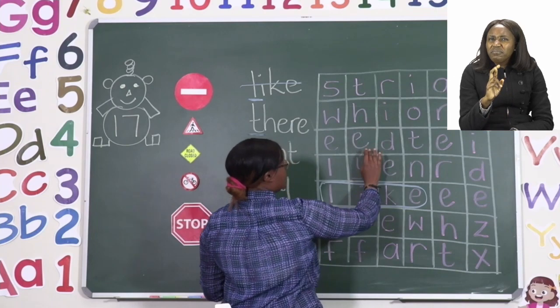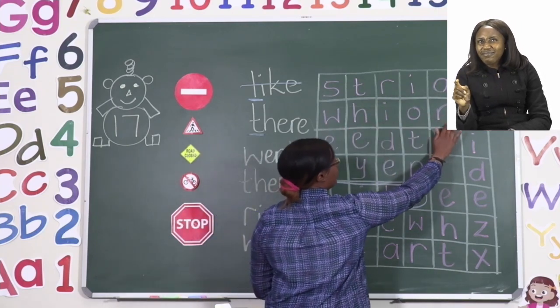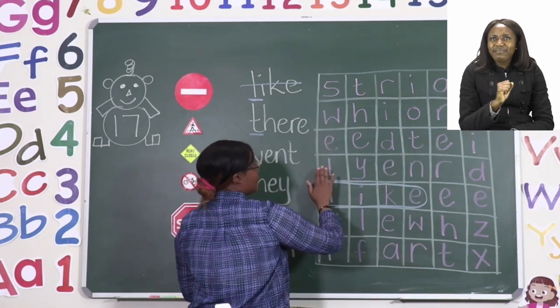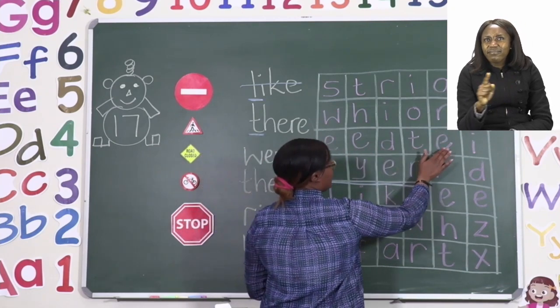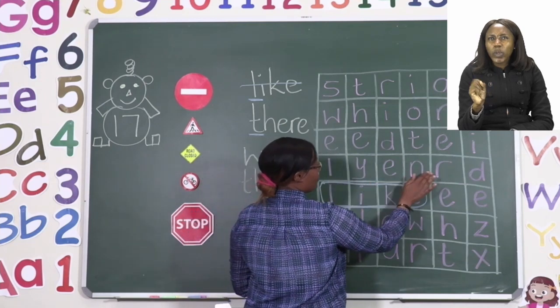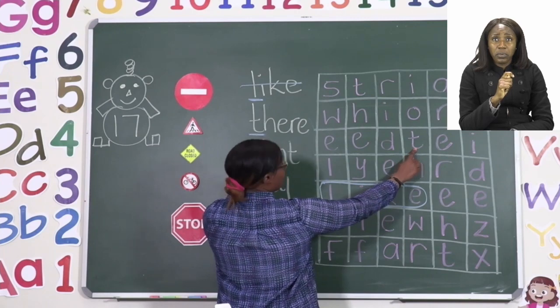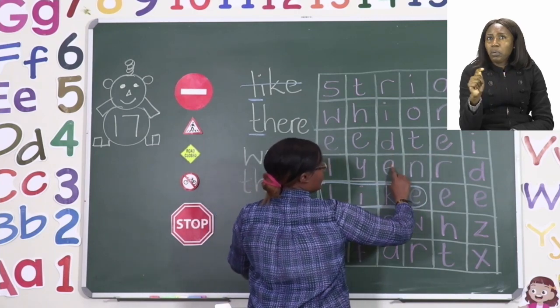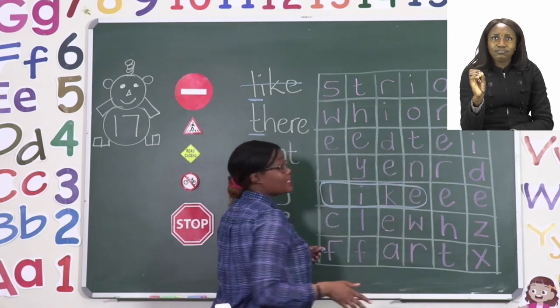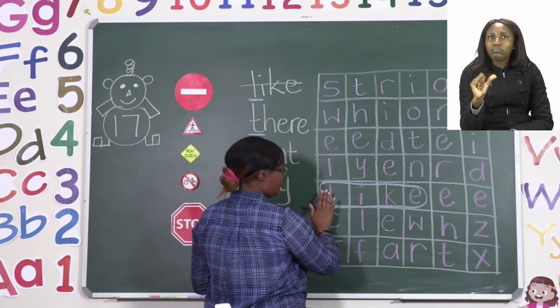There is nothing here for T. There is nothing here for T again. There is a T here, but we need an H, and we don't see any H nearby. So it is not the T we are looking for. Let's continue.